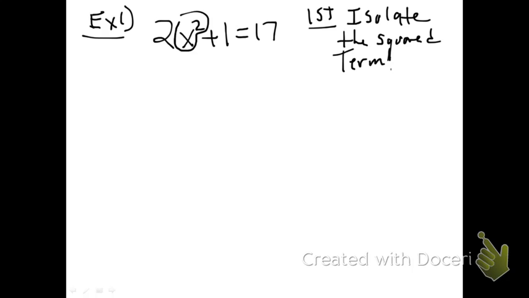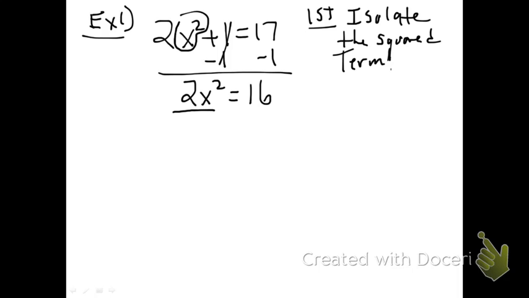So I'm going to treat this the same as if it were 2x plus 1 equal to 17 and subtract 1 first from both sides, undoing the adding 1 on the left, leaving a 2x squared alone on the left side, and 17 minus 1 is 16 for the right. Now I still need to get the x squared by itself, and since it's being multiplied by 2, I'm going to divide both sides by 2. Now I have just x squared equal to 8.